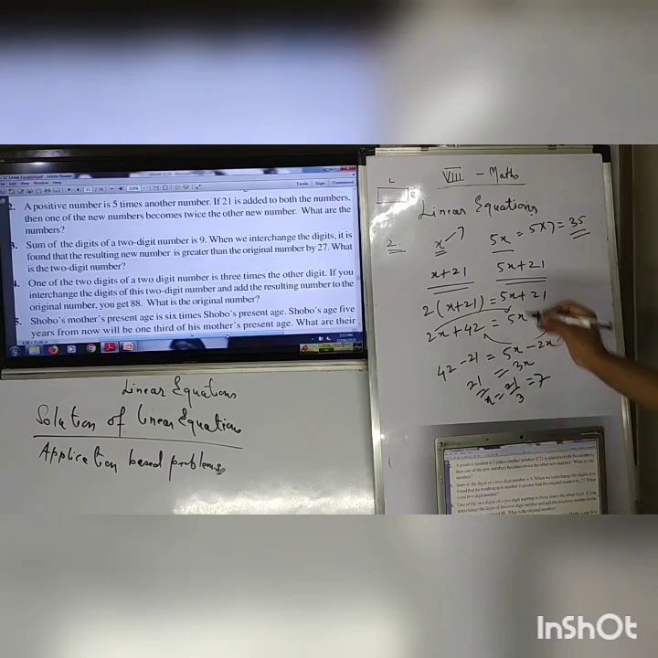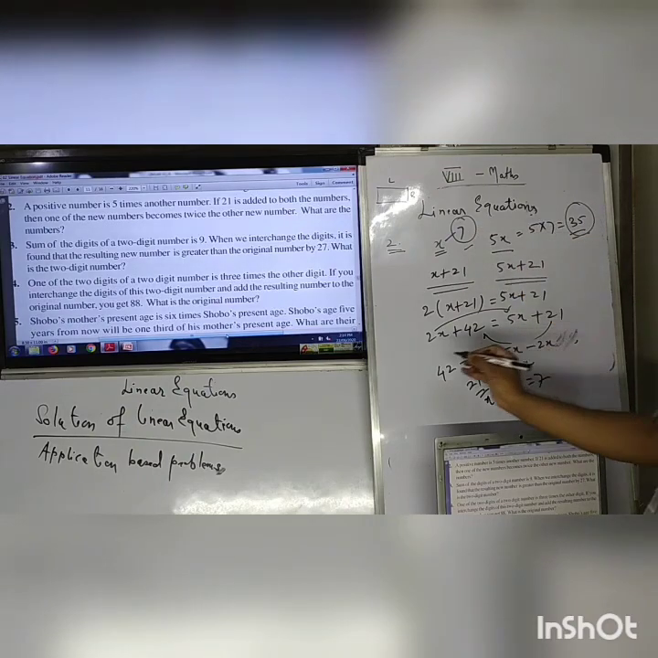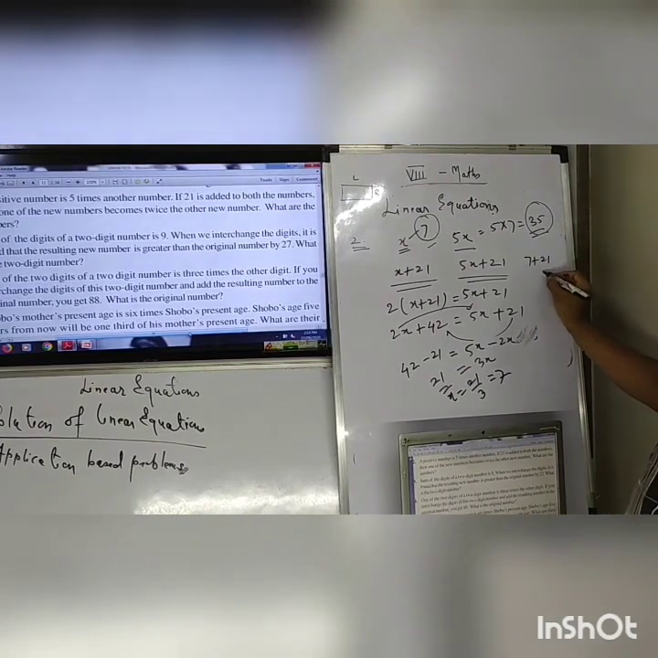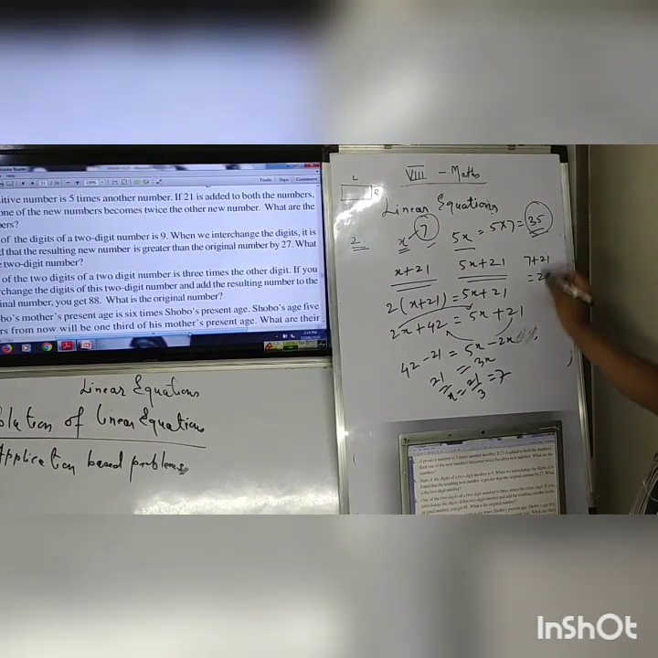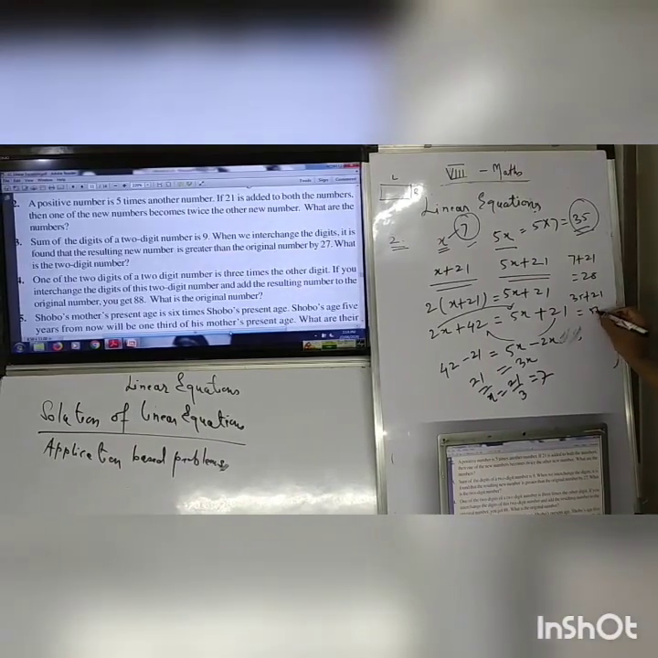So the solution of this equation is: one number is 7 and another is 35. When 21 is added to both, the first number becomes 28 and the second number becomes 35 plus 21, that is 56. And look at this 28 and 56. 56 is twice of 28.